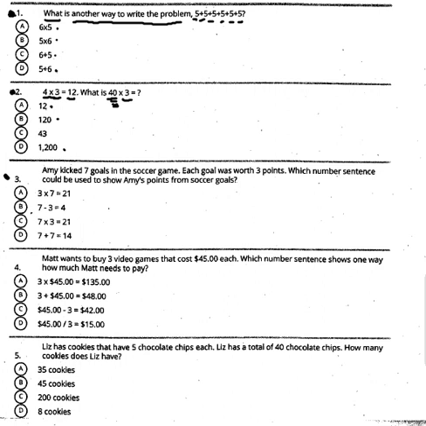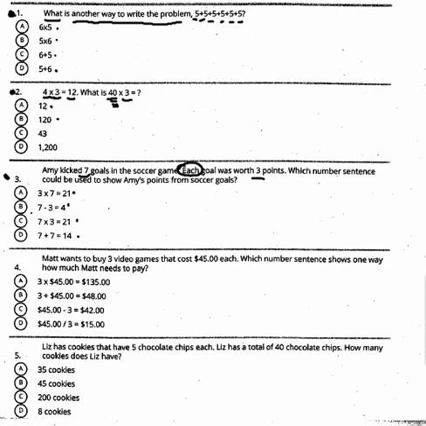Number 3. Amy kicked 7 goals in the soccer game. Each goal was worth 3 points. Which number sentence could be used to show Amy's points from soccer goals? So again, think to yourself, what is the information they're giving you here? What numbers do you find? And think to yourself, do you see any words? Then what do we think it is? A, B, C, or D?